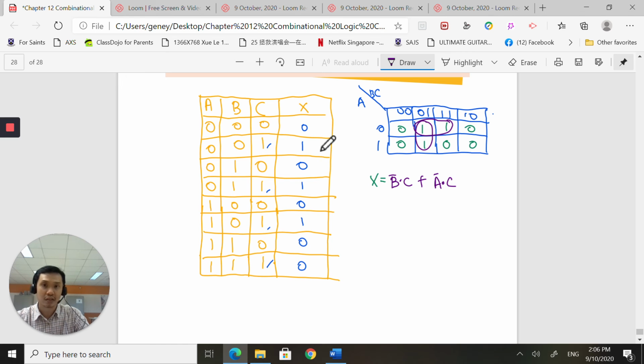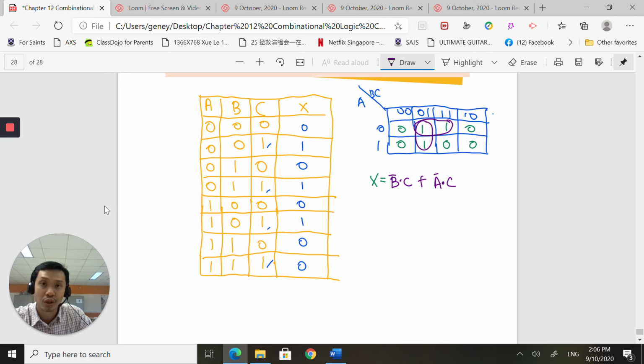Now I want to implement the circuit. So pause the video here again. Try and see whether you can draw the circuit. I'm going to do it on my own. And when we come back together after you finish drawing, press play again and we'll see whether we get the same circuit. Okay?